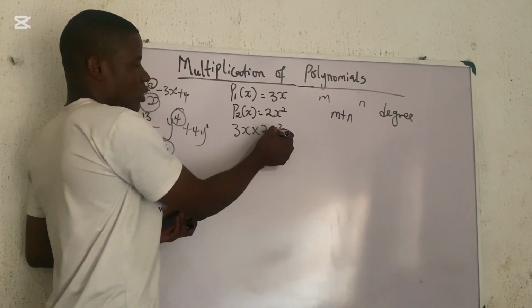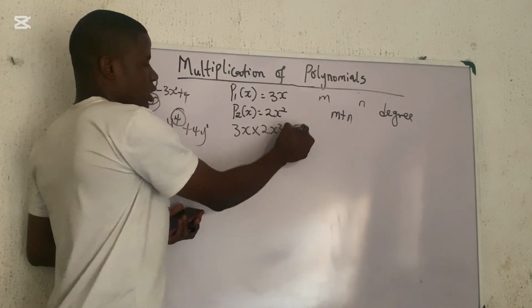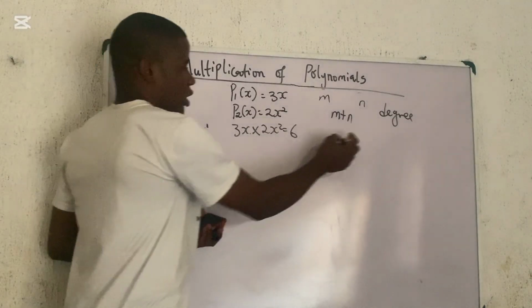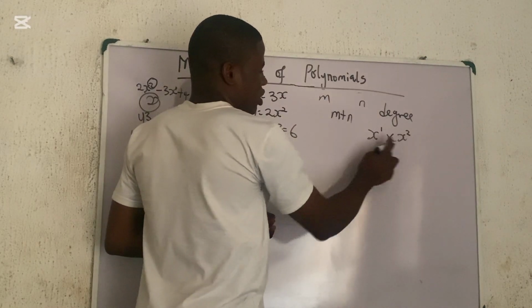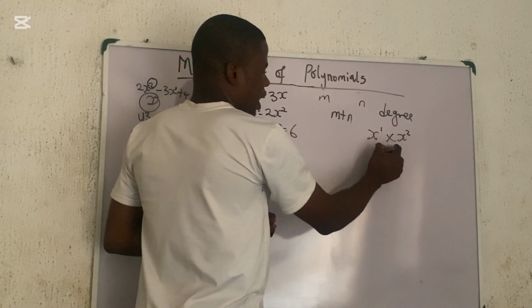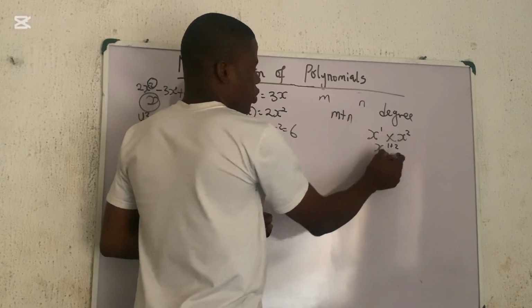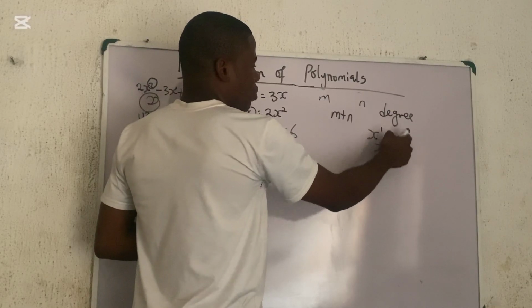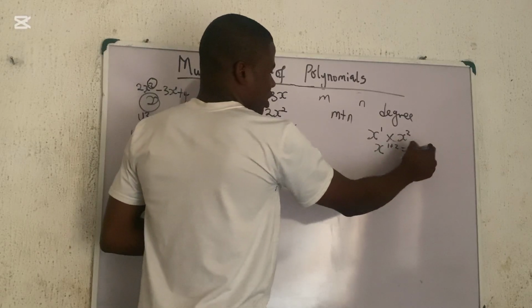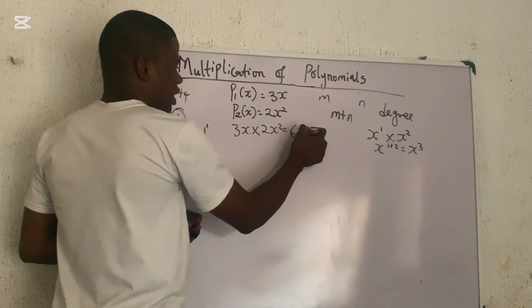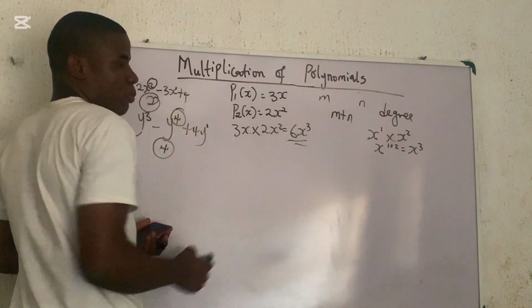Now 3x times 2x squared, 3 times 2 is definitely 6. x times x squared, x raised to power 1 times x raised to power 2. This is addition law of indices. So this would be x raised to power 1 plus 2. We were told that when they are the same base and you have multiplication between them, what you do is add their powers. So finally, it will be x raised to power 3. Hence, the answer to this is 6x raised to power 3.